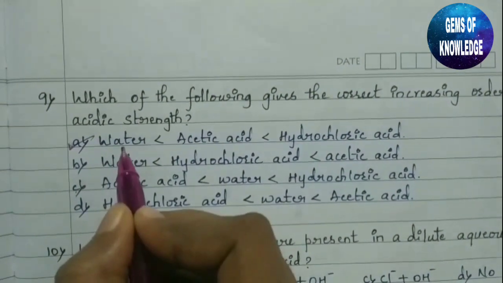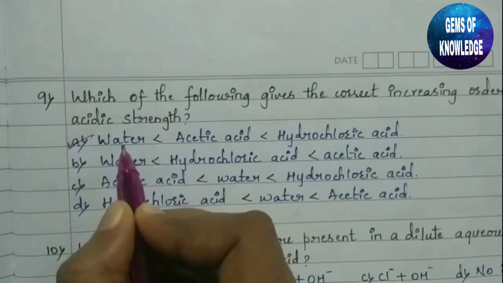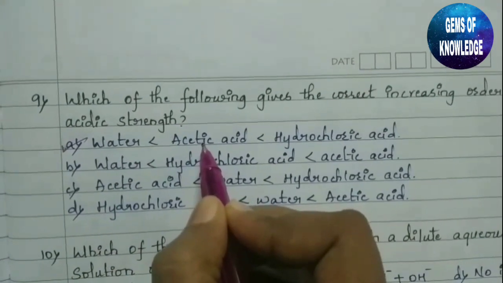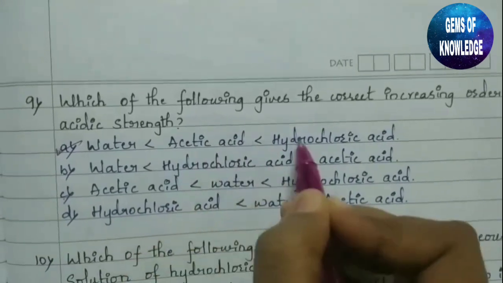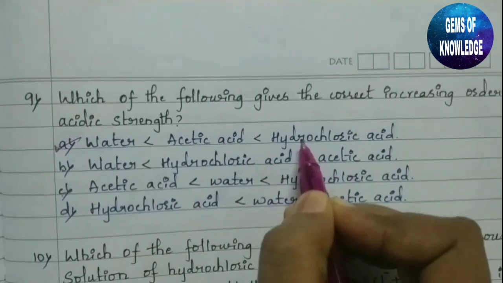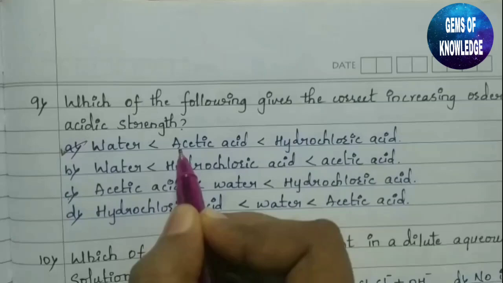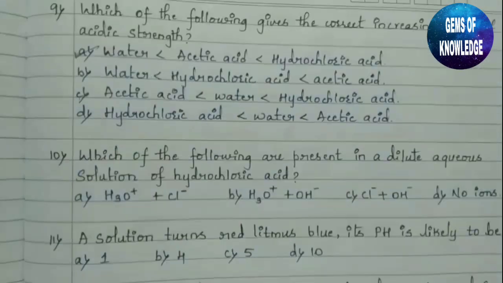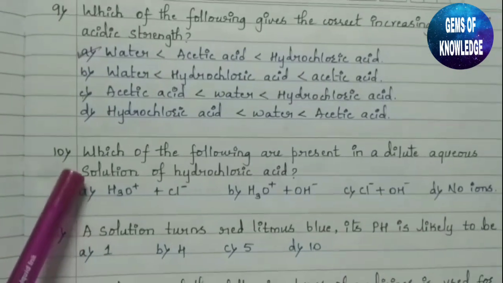It is because water has neutral reactivity and acidic strength, whereas acetic acid is a little bit lower acid than hydrochloric acid. So the correct option here is A1. Okay. Next you can see 10th one.